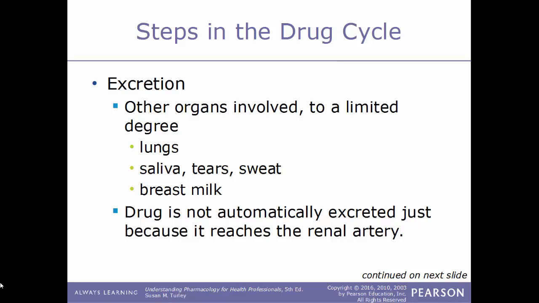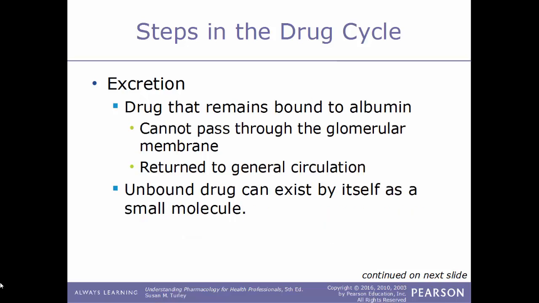Now, a drug is not automatically excreted just because it reaches the renal artery and enters the kidney itself. Now, some drugs will remain bound to a protein called albumin. Now, when this happens, it can't pass through the glomerular membrane. And the glomerulus is the main filtering unit within the nephron of the kidney. So if it can't pass through this membrane, it can't be filtered. This gets returned back to the general circulation. So drugs that are unbound can exist by itself as a small molecule.